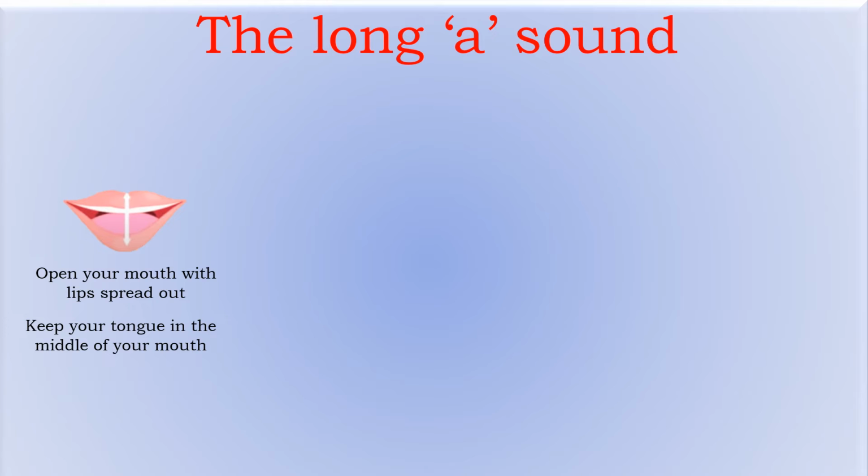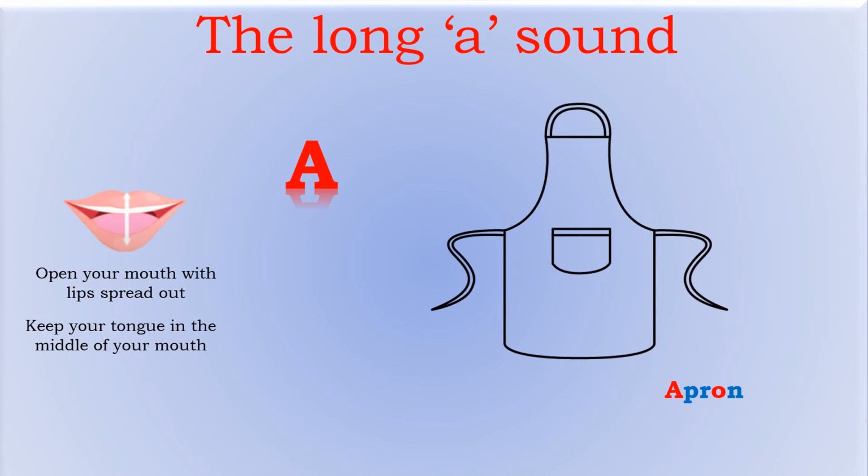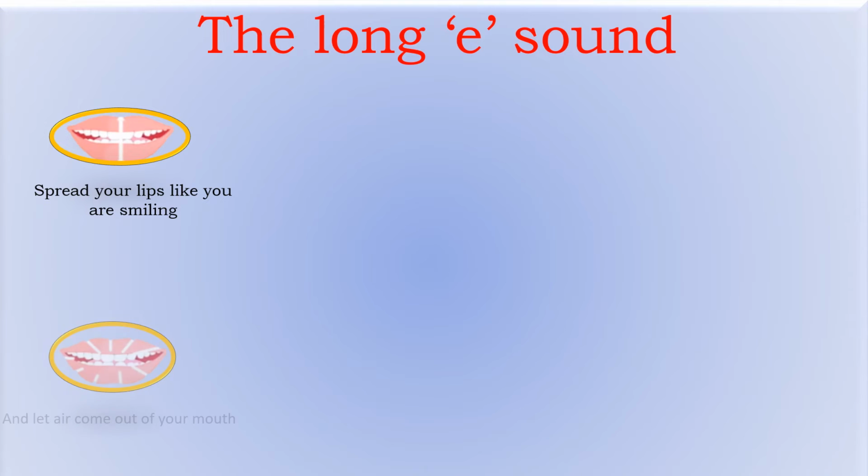The long A sound says its name. Open your mouth with lips spread out. Keep your tongue in the middle of your mouth to make A, apron. The long E sound says its name. Spread your lips like you are smiling and let air come out of your mouth to make E, eagle.